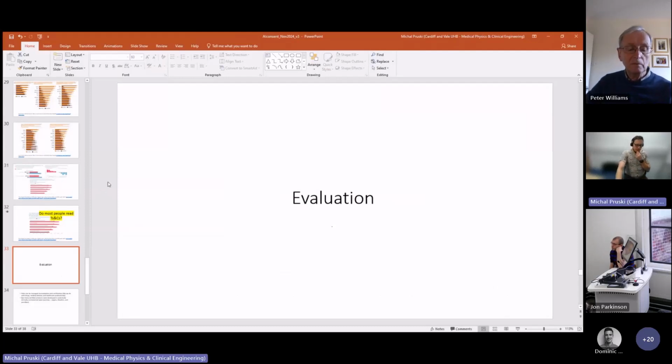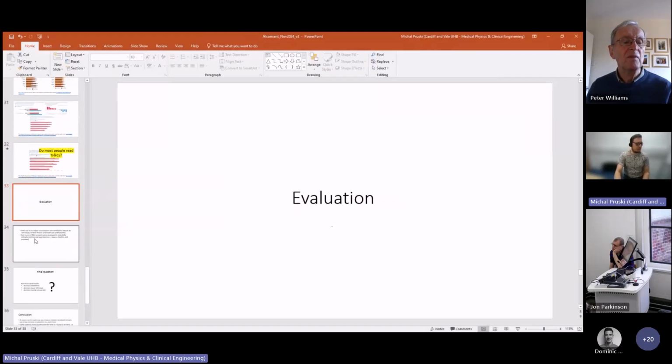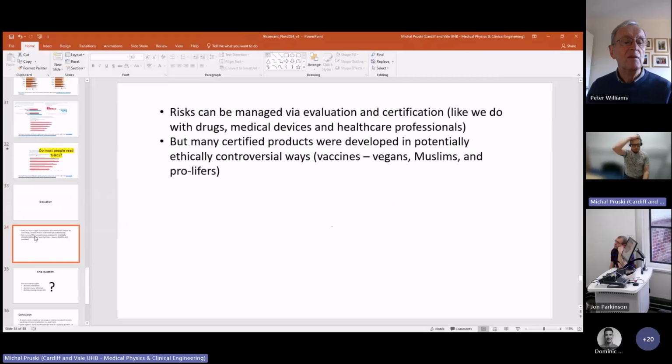But perhaps we're looking at this slightly wrong. Perhaps consent is just a thing that we're talking about a lot, and disclosure is also something like that. But maybe we should focus on evaluation, because risks can be managed via evaluation and certification, and we do it regularly.